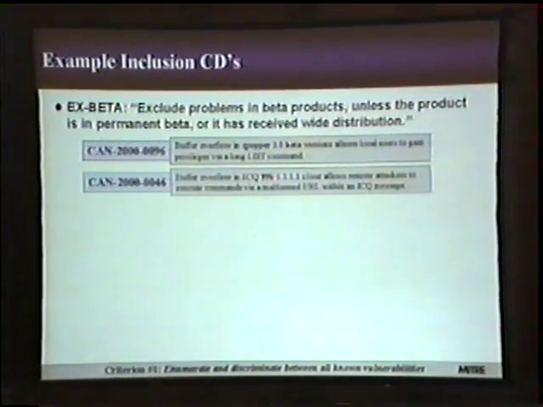Inclusion content decisions are another category. One example here is problems in beta products. People might not report them. A lot of people might assume that you don't care about them. On the other hand, what about things like ICQ that are in permanent beta? Or software that's a beta release, but it's deployed on thousands or tens of thousands or hundreds of thousands of systems.